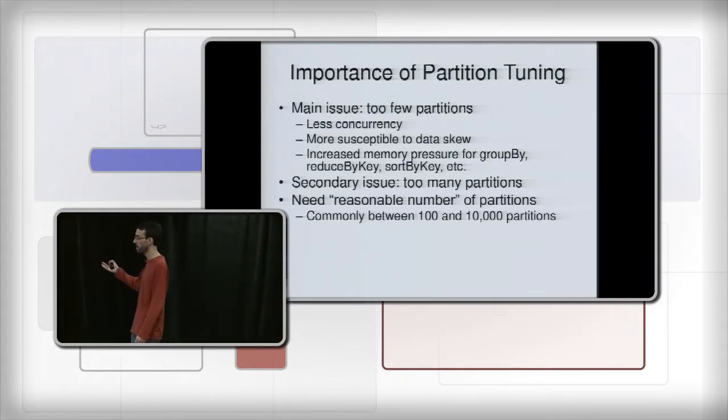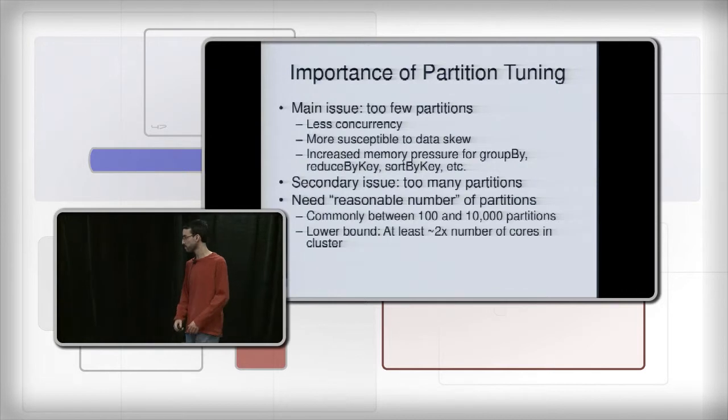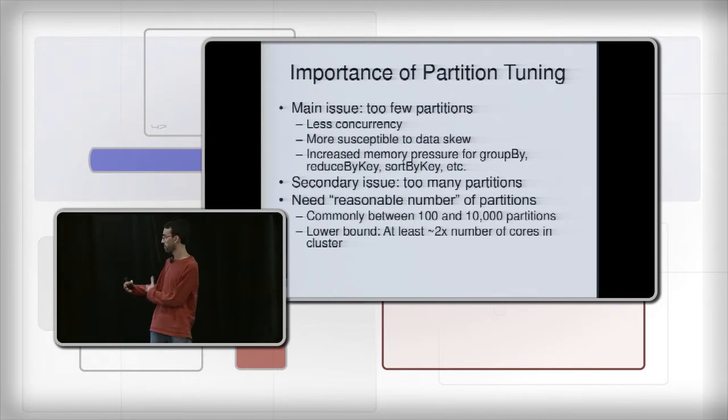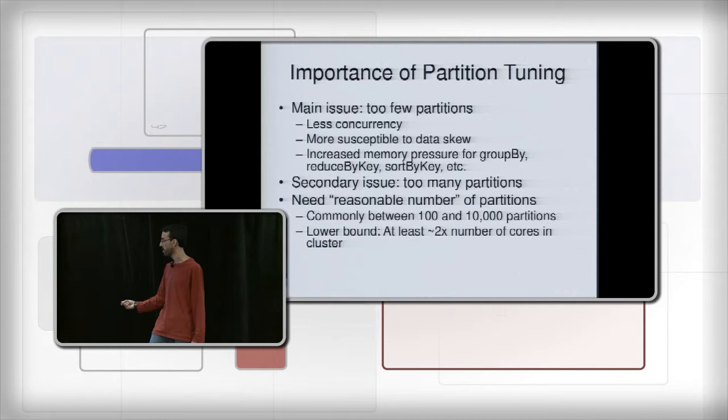You can go higher than 10,000 if you have a very large cluster or a lot of data, and you can go lower than 100 if you have a very small cluster or very small data. As a lower bound for a particular job, you tend to want at least 2 times as many tasks as the number of cores in your cluster, perhaps a little less than that, so you can have at least 2 waves. This allows you a little more wiggle room.